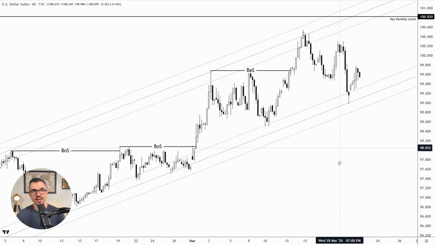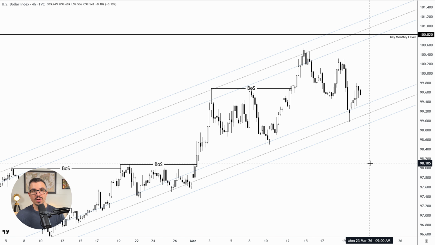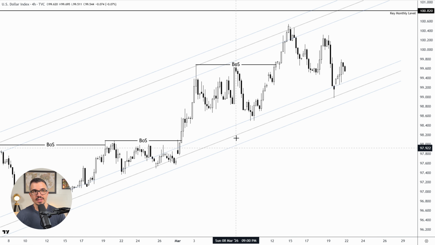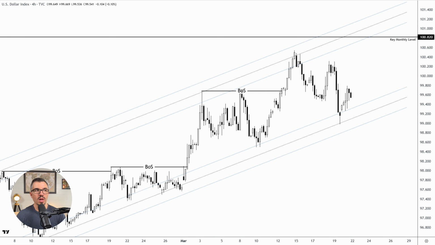Now, obviously, there's no guarantee that we do come back toward this area, this 98.20, 98 area. But if we were to get this, then again, this is an imbalance back here to be aware of, okay? So what the DXY would have to do there is start taking out, again, this low down here, give us acceptance below the bottom of this channel, and then obviously take out this low.